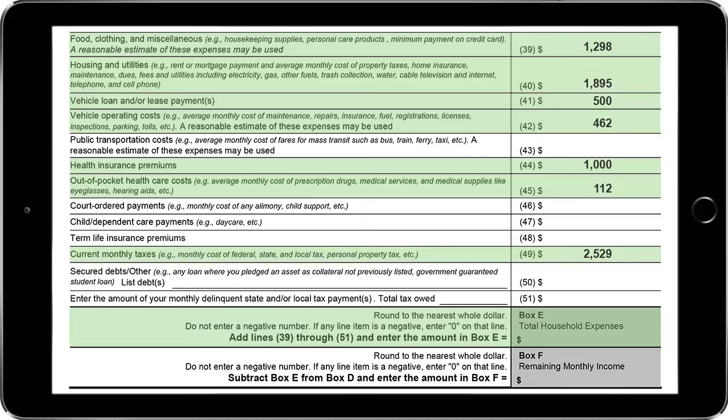So we've totaled up all these expenses to get total household expenses of $7,796 in box E. We had $8,500 of income, so now we have a remaining monthly income of $704 for box F.